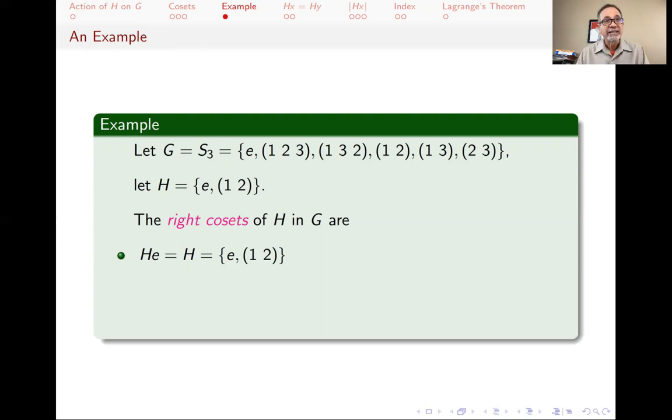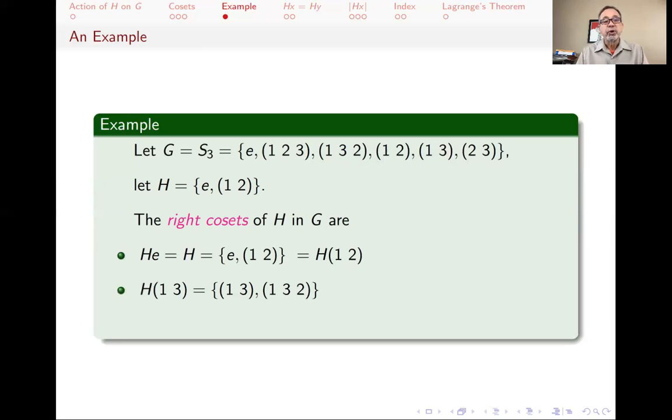But note that this H has another name too, this coset. It's also H times (1 2). If you take (1 2) and multiply it in, you get the same set. So H(1 2) is another name for H. And that's not surprising because e and (1 2) are in the same orbit. And so their cosets are the same.